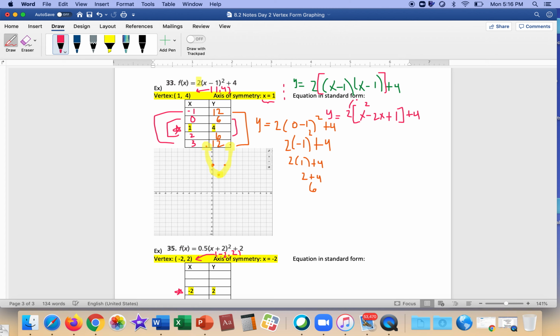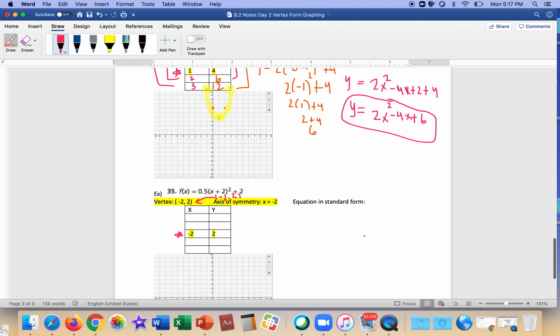Then we'll distribute the 2. So we would get y equals 2x squared minus 4x plus 2 plus 4. So then we would get the final answer, y equals 2x squared minus 4x plus 6. So that would be our problem in standard form. Okay, I'm going to stop here and then I will make the final video for number 35.